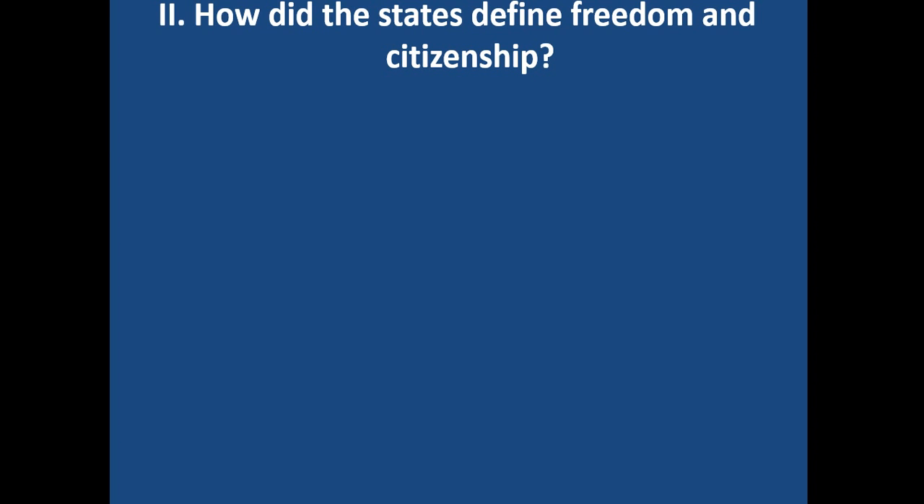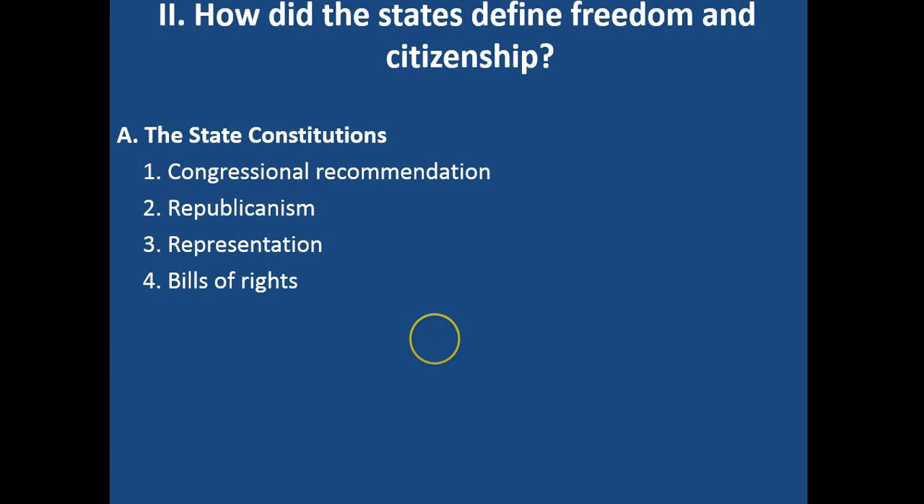The states. How did the states define freedom and citizenship? Well, first of all, the states were all different, but generally had similar characteristics. And the importance of this is that as the states develop their own governments, many of those ideas will be incorporated into the future in the Constitution. Let me come back to congressional recommendation in just a second, but republicanism, the idea of having a representative government, which was very important. Also, the issue of representation.